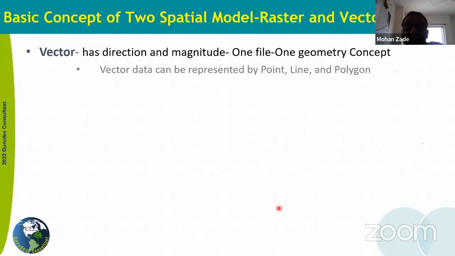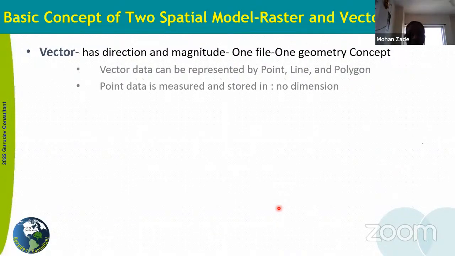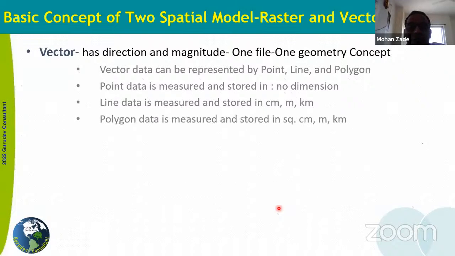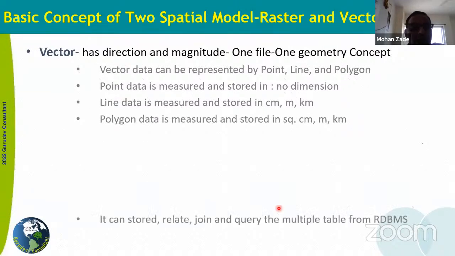Vector data can be represented as a point, line, or polygon. These points are measured and stored, and a point has no dimensions. Line data is measured and stored in centimeters, meters, kilometers, and so on. Polygon data is measured in square centimeters, square meters, or square kilometers.